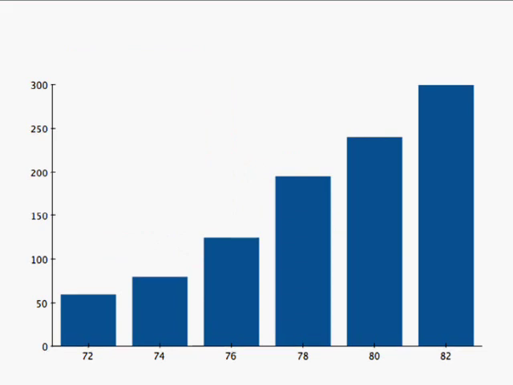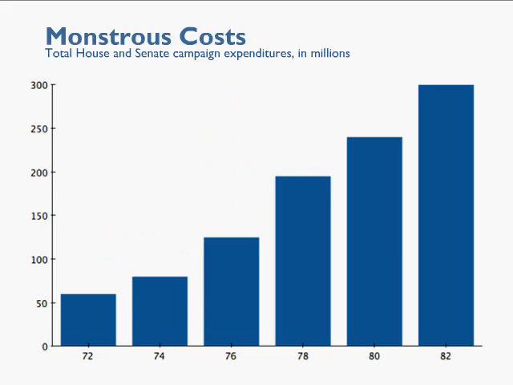Well, this is total House and Senate campaign expenditures in millions of dollars. And it tells you something about what it is. And I can even give it a crisper title. I can say that these costs are monstrous, right? So these costs have been increasing a lot.